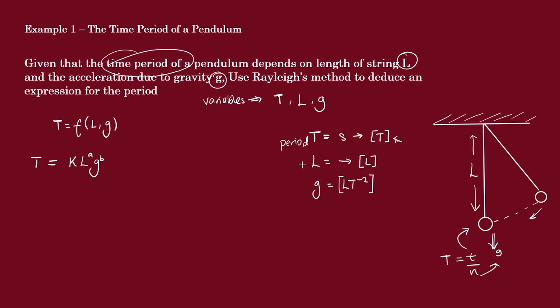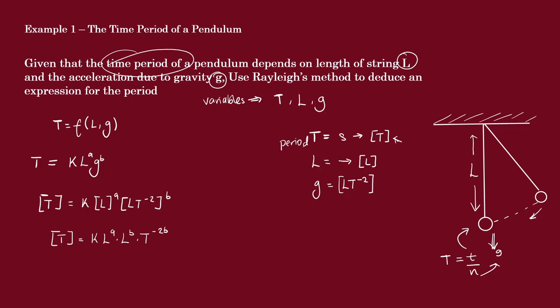So we're just going to put these into the first formula we set up for our expression. So that's going to be T is going to be equal to k, L raised to power a. Remember, g is L per time squared. So L T raised to power -2, all raised to b. So we're going to gather the like terms together. So T is going to be k, L raised to power a, times L raised to power b, times T raised to power -2b.